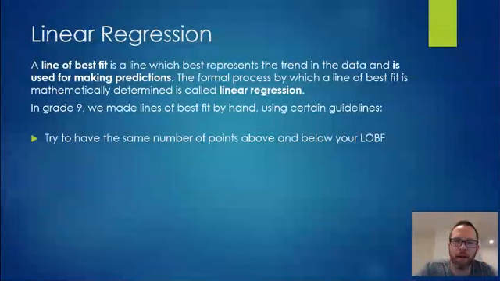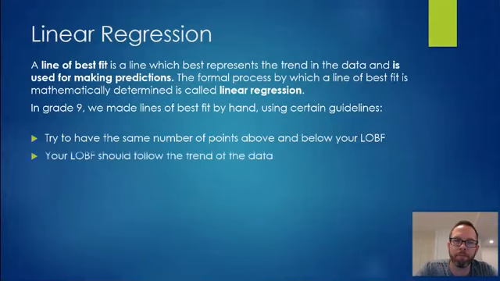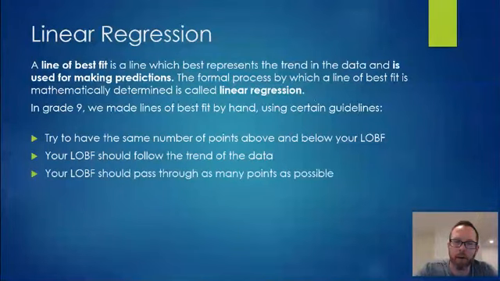You use certain guidelines. So you tried to have your line of best fit have the same number of points above and below your line of best fit. Your line of best fit should kind of show the trend of the data, should follow the trend of the data. And then you should try to have it pass through as many points as possible. If you try to do all these things, you generally get a decent line of best fit.